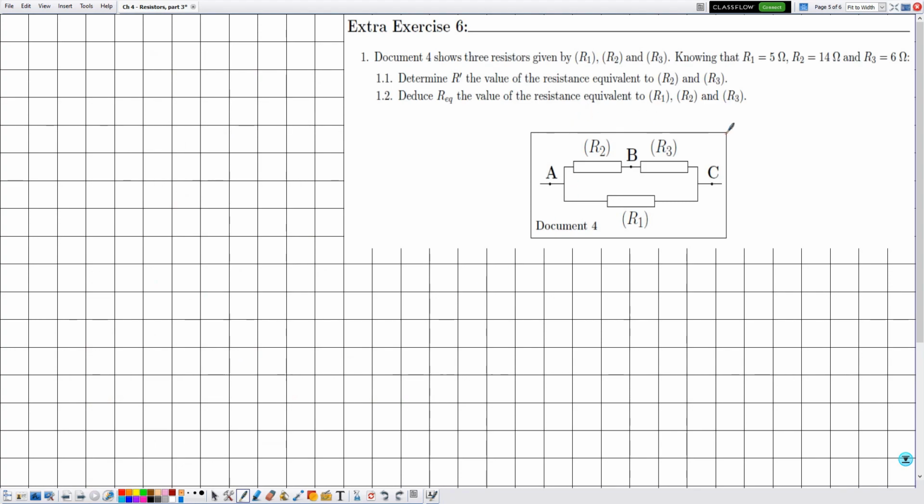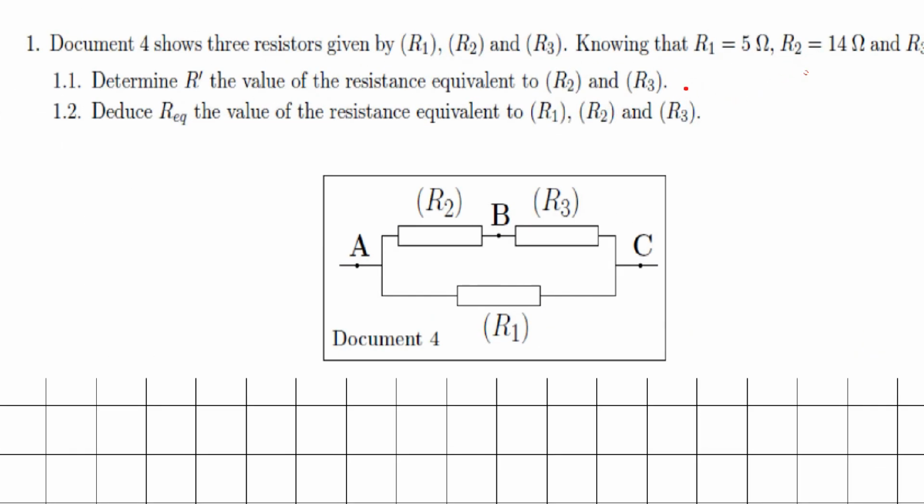Now for extra exercise number 6 in part 1, they are telling me document 4 shows the 3 resistors given by R1, R2 and R3. Knowing that R1 is equal to 5 ohms, R2 is equal to 14 ohms, and R3 is equal to 6 ohms. So now 1.1, they are telling me determine R prime, the value of the resistance equivalent to R2 and R3. So here the whole grouping consists of 3 resistors, R2, R3 and R1. We are interested just only in the equivalent resistance that replaces R2 and R3.